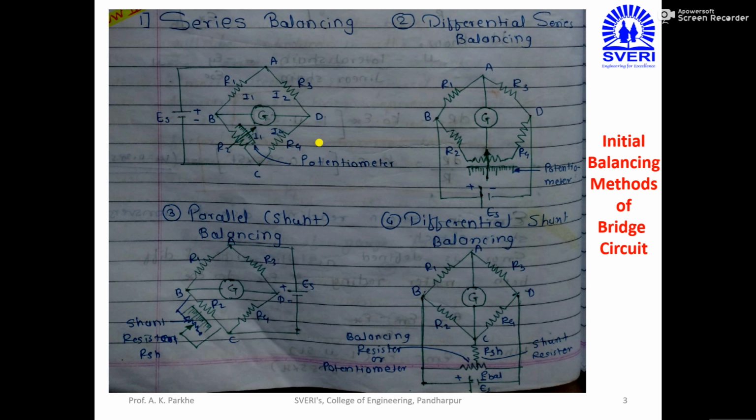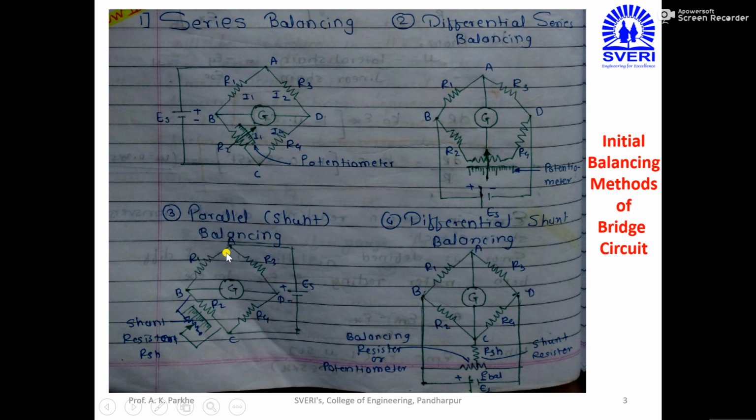So once again I will take the overview. In the series balancing, as already explained, a separate potentiometer is required for each and every arm, and by using the series balancing, only the coarse control arrangement is possible, the fine control arrangement is not possible. Then in the differential series balancing, instead of 4 potentiometers, only 2 potentiometers are required, but the fine control arrangement is not possible. Then in the third technique, that is parallel or shunt balancing, the fine control arrangement is possible, but 4 shunt resistors are required for the 4 arms.